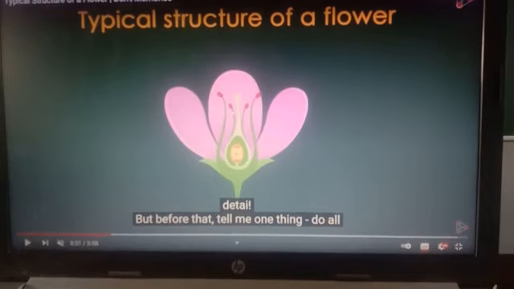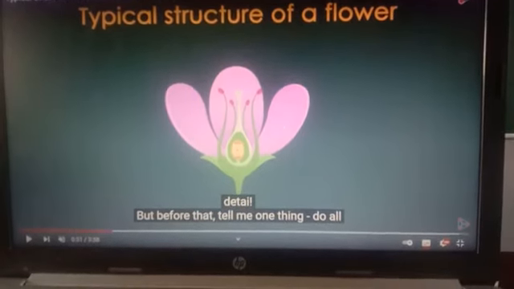So a typical flower contains four whorls: calyx, corolla, stamen and carpel. Out of these, two are non-essential, meaning they do not participate in reproduction, that is the calyx and corolla. They play a supportive role in the process of reproduction. But the stamen and the pistil participate in reproduction, so they are called the essential parts of the flower. Okay students.